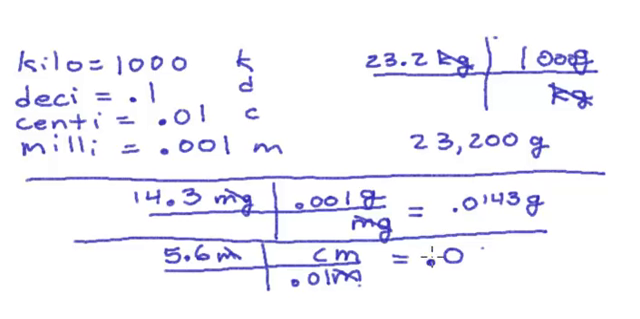Oh, I'm dividing. I divide 5.6 by 0.01. And when I divide 5.6 by 0.01, so use your calculator or just realize that dividing by 0.01 is the same as multiplying by 100. So you have 560 centimeters.